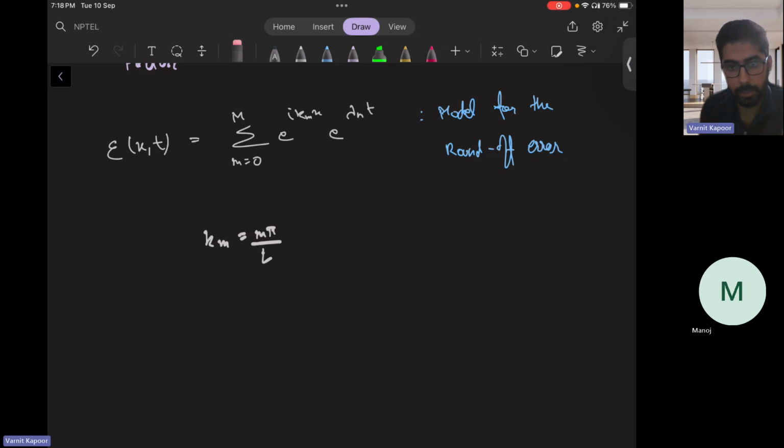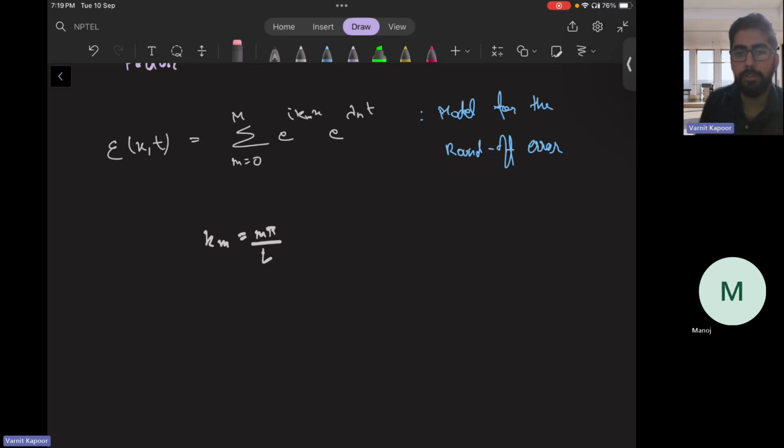So the round-off error is composed of several waves in space and time that are functions of exponentials. If you wonder why it is exponential, k_m is the wave number, basically m pi by L, where L is the length of the domain, if we take a length L for the problem in one dimension. So it is composed of several waves. Each of these waves is defined by m. If you set m equal to 1, you get one round-off error mode, then another, and so on.